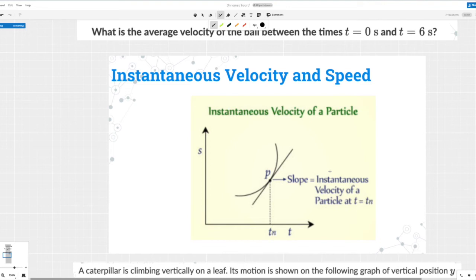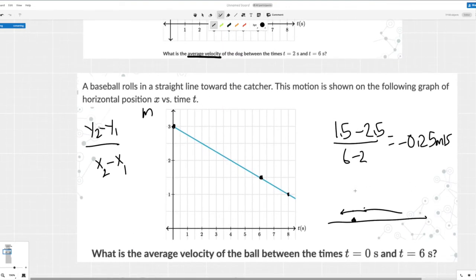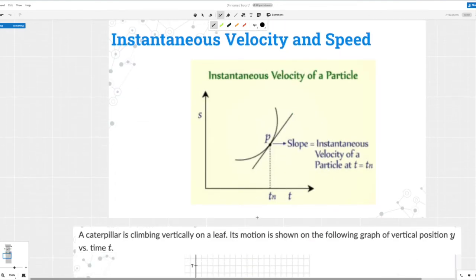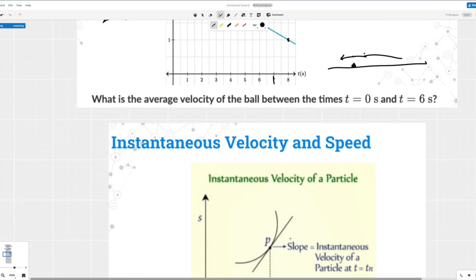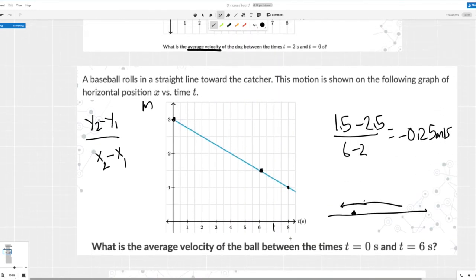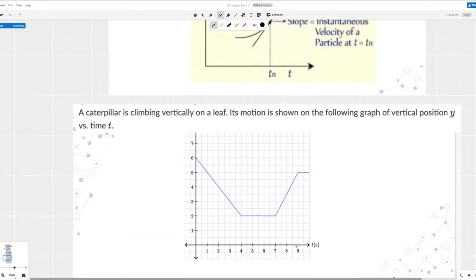All these questions which we did were between 2 points. What was the average velocity between 2 points over a specific interval? But now what if we want to find the velocity at a specific point, just at that instant? That is called instantaneous velocity. Instantaneous velocity is the slope at that specific point, not the entire thing. In this case, the slope at any point is going to be the same, whether you're at time equals 2 or time equals 8, because the function is linear.